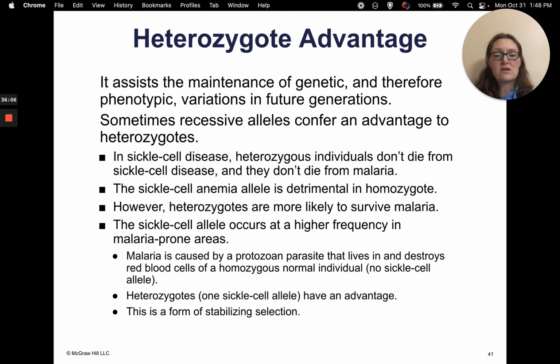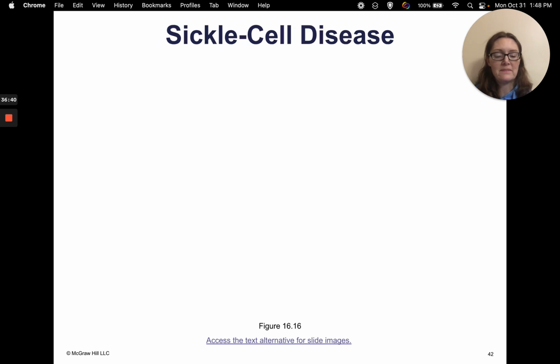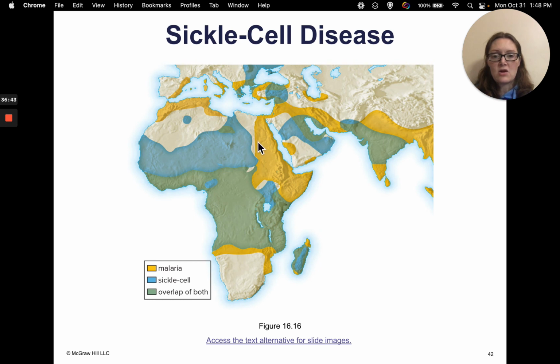The sickle cell allele occurs at a higher frequency in malaria-prone areas. So if malaria is present, you're more likely to have sickle cell if you're heterozygous. It's an advantage to have that. So it's kind of interesting how our bodies work and how our bodies figured that out. This is a form of stabilizing selection. It's a negative thing if you have the homozygous recessive, but it is an advantage if you have it in the heterozygous form. So malaria, sickle cell, and then an overlap of both.